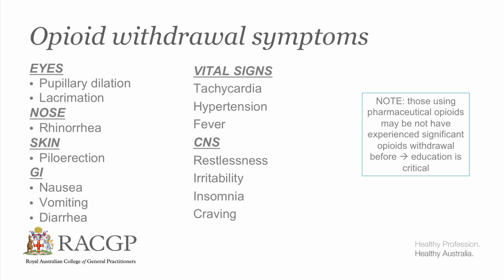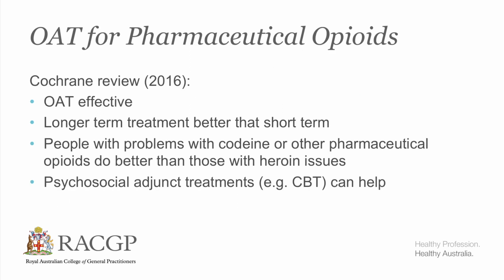Moving on. Okay, so once again, this is coming back to the efficacy and effectiveness, the last Cochrane review, and there's been oodles of papers on this. Opioid agonist treatment is effective. Longer term treatment is better than short term, and people with codeine or other pharmaceutical opioids actually do better than those people with heroin issues.